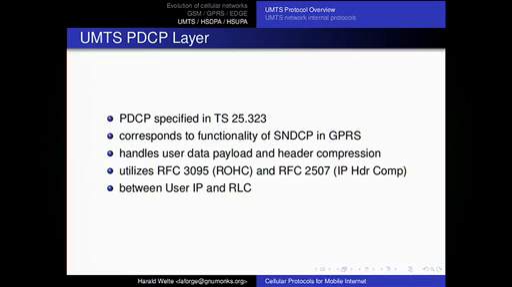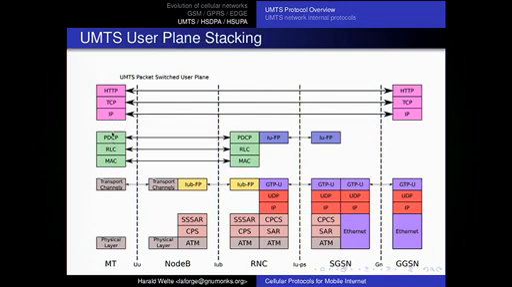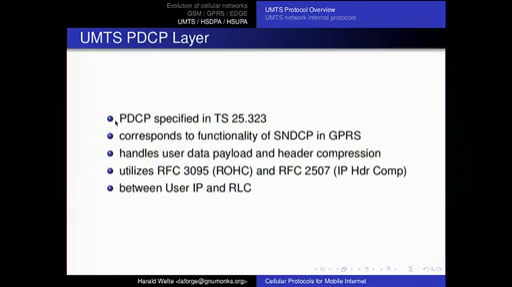It handles user data payload and header compression. There is a new compression scheme, ROHC, that GPRS doesn't do. It's robust header compression. It allows you not only to compress the TCP and the IP header, but also RTP. So it's optimized for doing voice over IP, so you can compress away not only RTP, UDP, and IP headers, and get rid of some of the overhead involved. The PDCP is between the user IP and RLC. If you look at this, it's here in that layer. It's what comes below your IP messages.